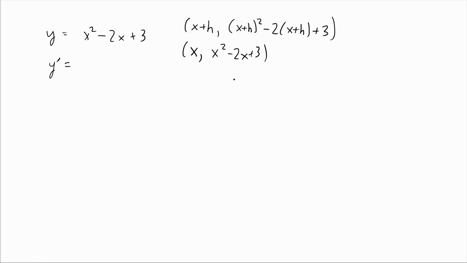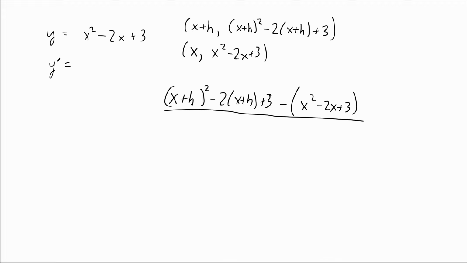All right, so then what we're looking for is rise over run. So we take this y value minus that y value: x plus h quantity squared minus 2 times x plus h plus 3, and then we subtract off this, and I'll put this in parentheses so I can remember I'm subtracting off this whole thing, x squared minus 2x plus 3, and then put that all over.